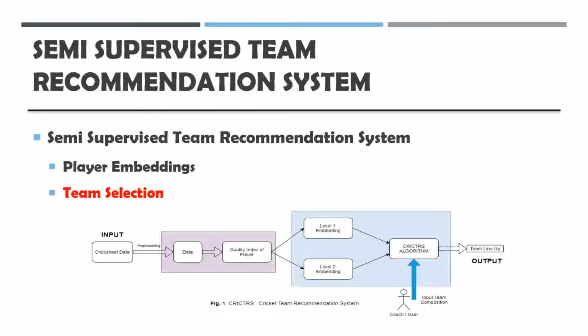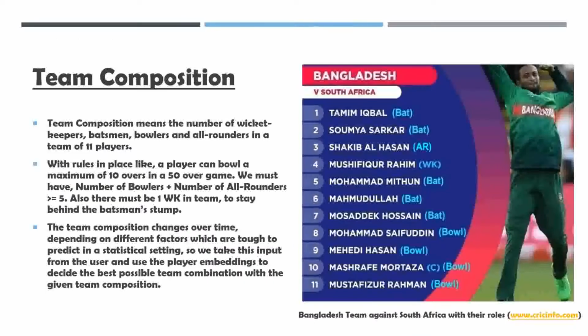So the next part of the system is the team selection. As now we have the embeddings, we design our algorithm to derive a least risk giving team from this. So first, before starting, let us understand team composition. Team composition means the number of wicket keepers, batsmen, bowlers, and all-rounders in a team of 11 players.